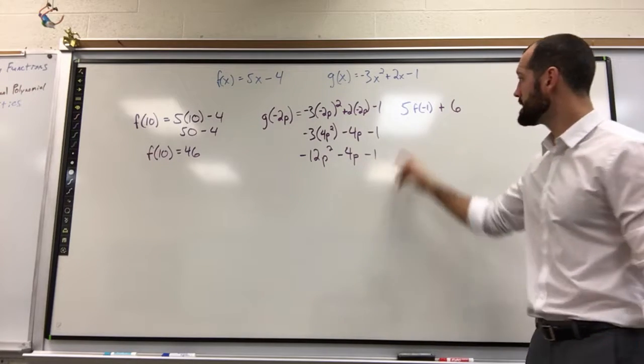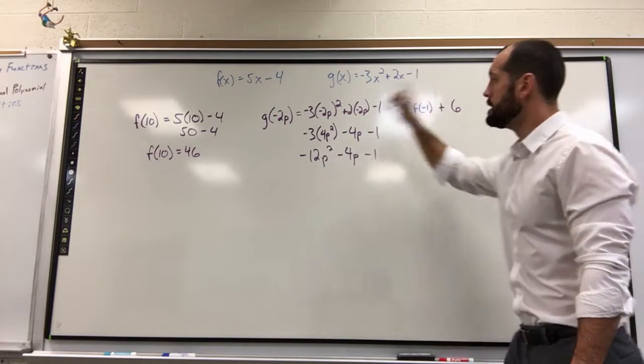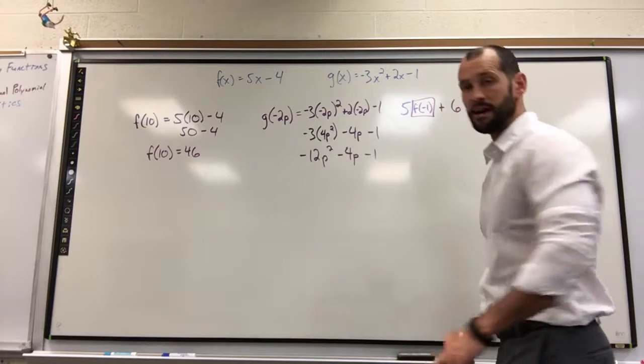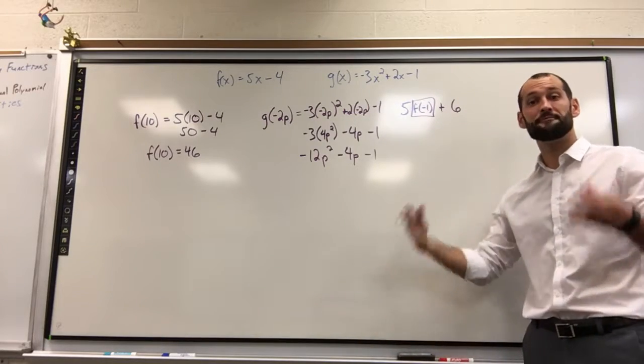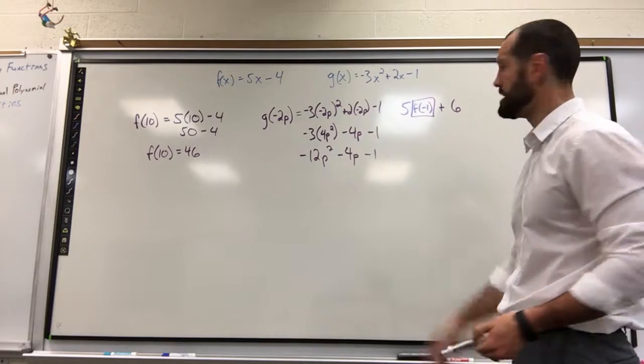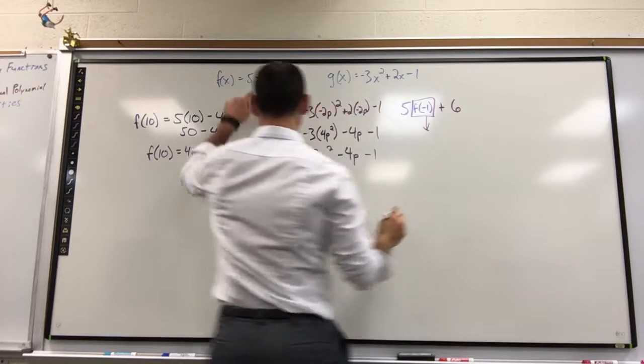Well, understand, that f is not a variable. That's the f function. So that's what I have to look at first. First and foremost, I need to find f of negative 1. Once I find f of negative 1, then it gets multiplied by 5, and then we add 6. So let's find that first. I get to go back to the f function.